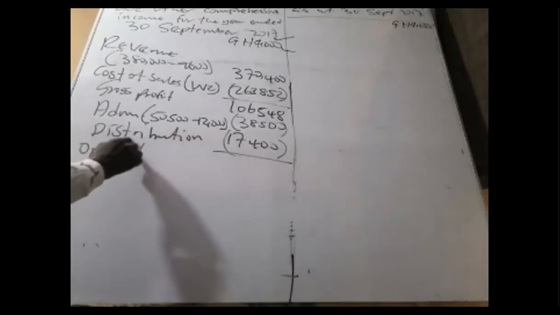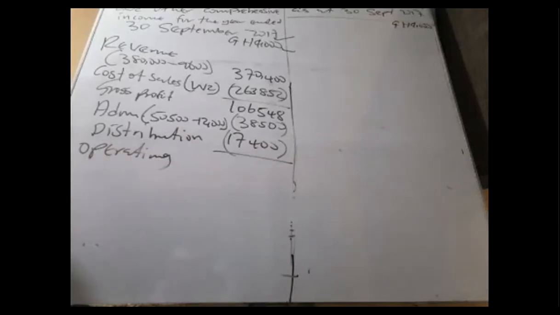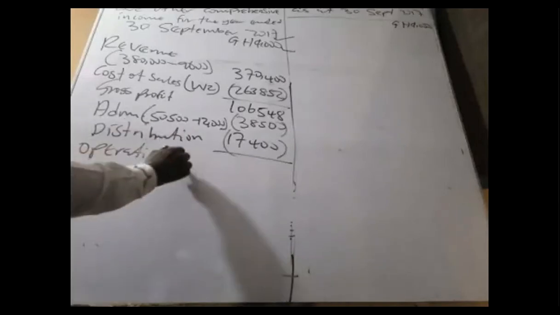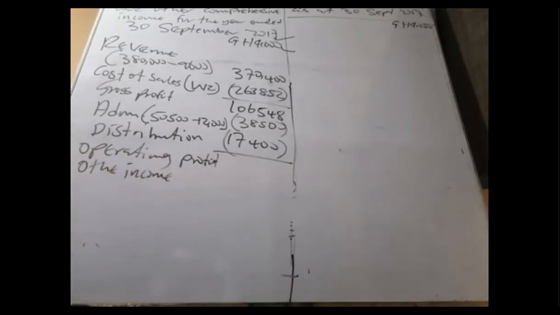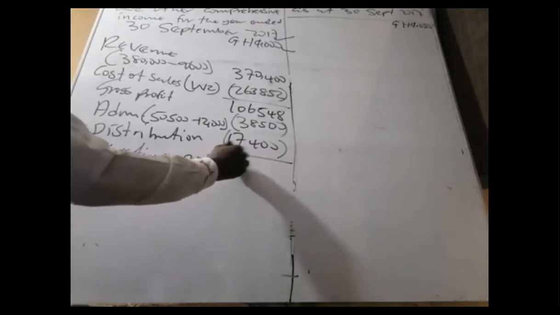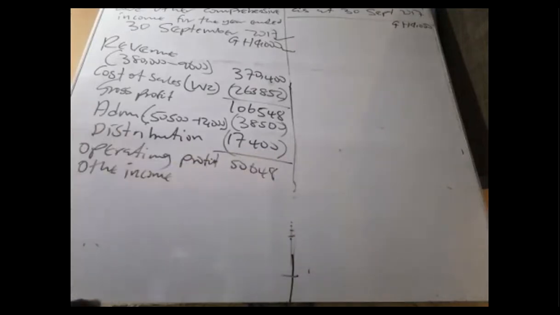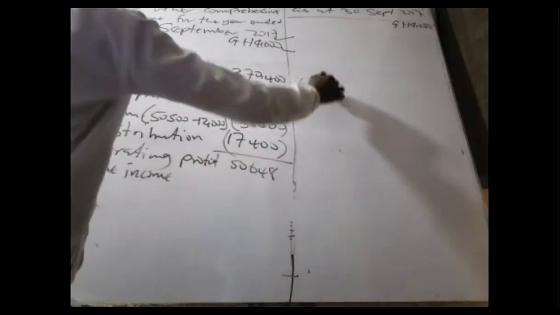So what's the operating profit? Let's write here operating profits. As soon as you get operating profits correct, in fact, you're about to finish. Operating profits happen to be 50,648. Then from there your other income flows. So workings number three, other income. Let's go and do the other income.